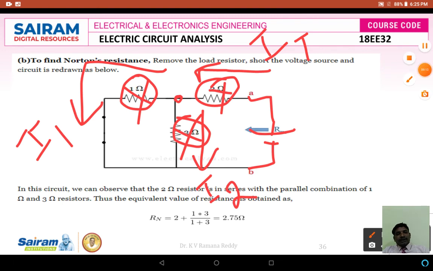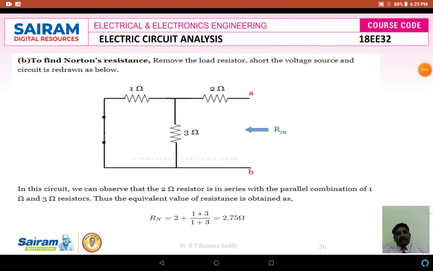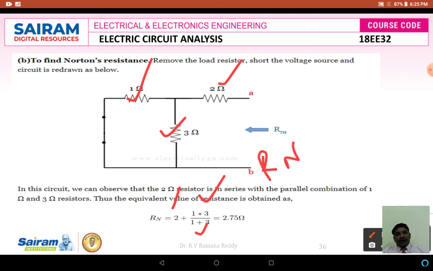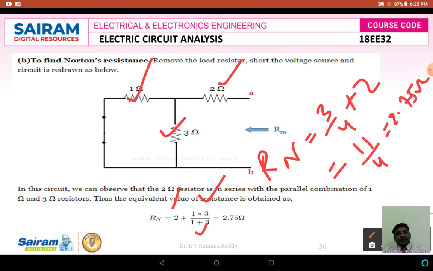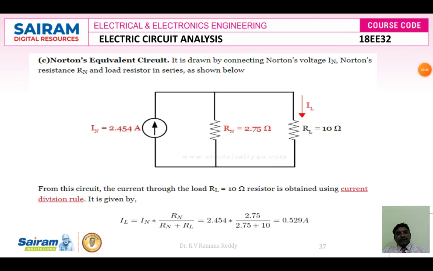According to this relation, the value of Rn becomes: 1 is parallel with 3, so 1 into 3 divided by 1 plus 3, and again in series with 2, so plus 2. So 3 by 4 plus 2. Therefore Rn or RTH is equal to 3 by 4 plus 2, which means 11 by 4, and it is equal to 2.75 ohms.